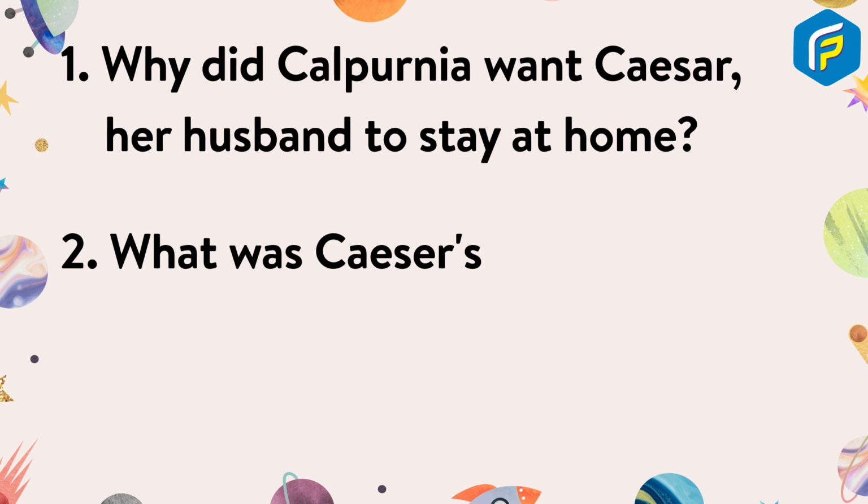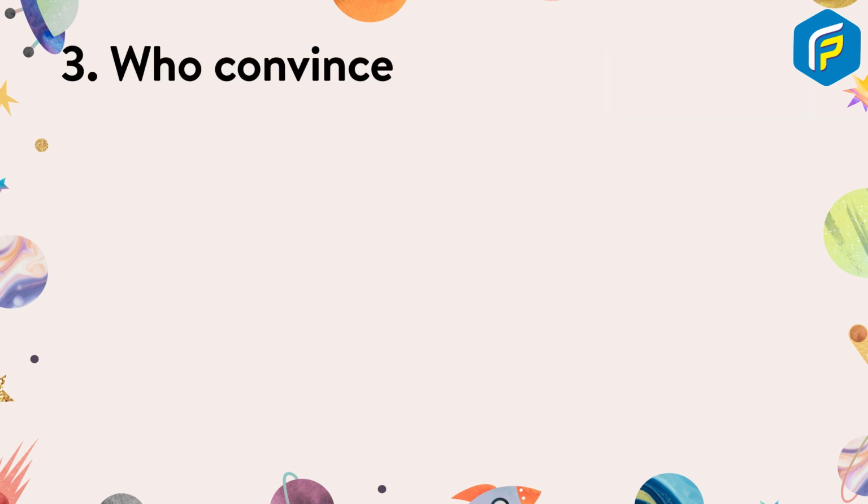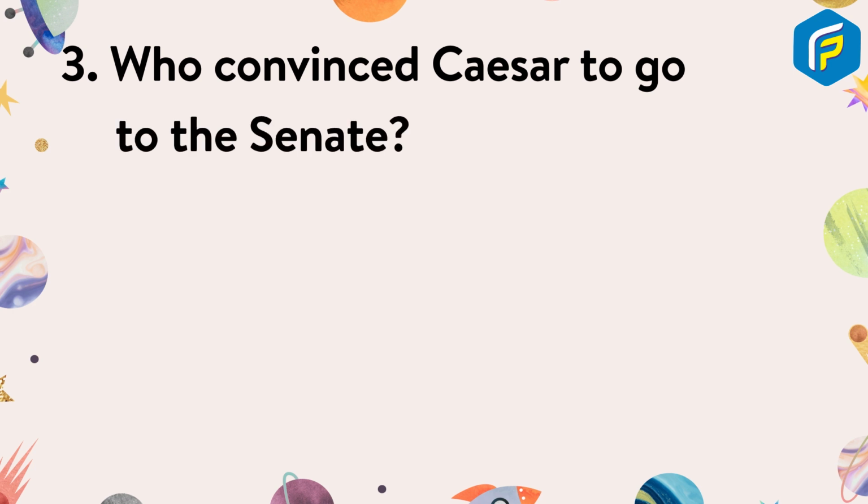2. What was Caesar's reaction to Calpurnia's superstitions? Answer. Cowards die many times before their actual death. The brave experience the agony of death only once. Why do people fear death, which is unavoidable? Well, I will go for your sake. 3. Who convinced Caesar to go to the Senate? Answer. Decius convinced Caesar to go to the Senate.